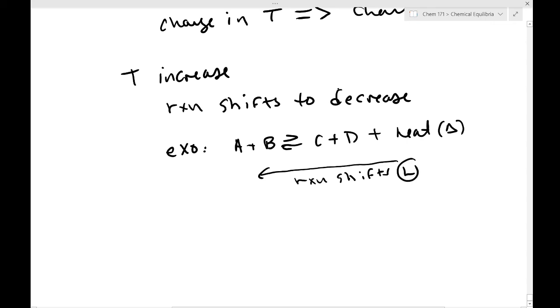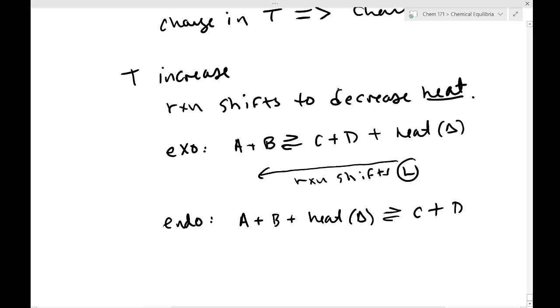And actually, it's better to talk about heat in this case and not temperature. Okay, so the reaction shifts to decrease the heat. If you have an endothermic reaction, so for example, you need heat as a reactant, and you increase the temperature, the reaction will shift to the right. Okay.